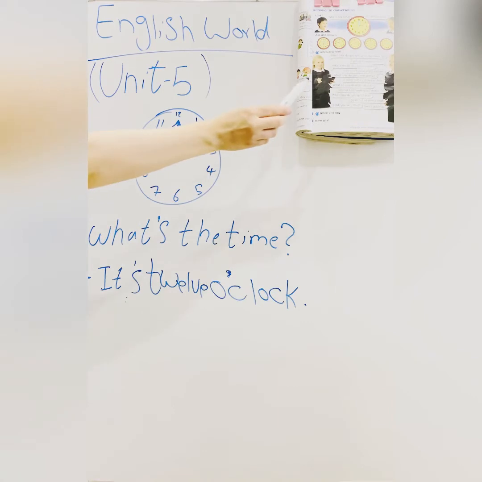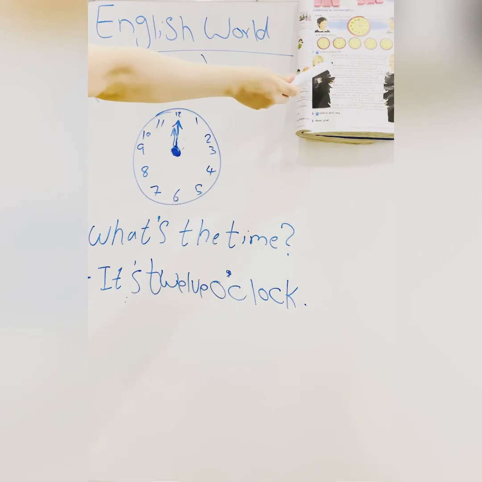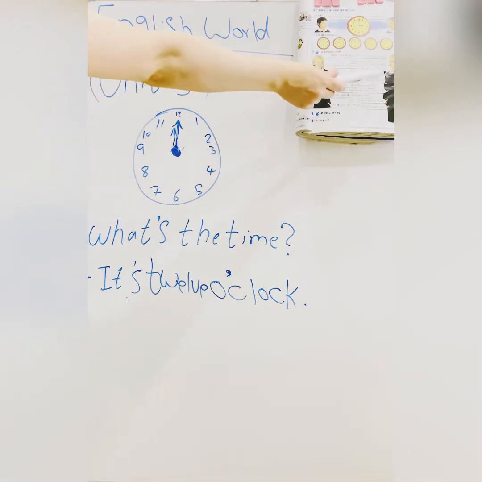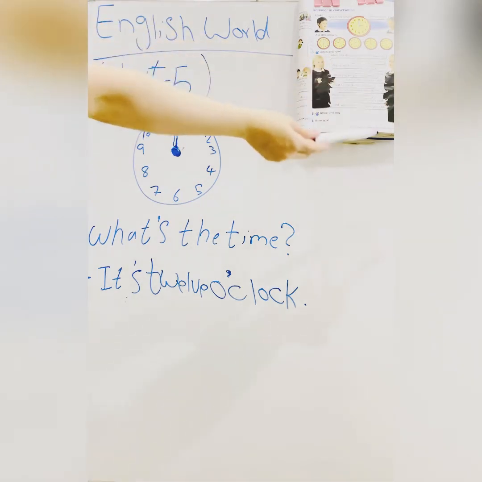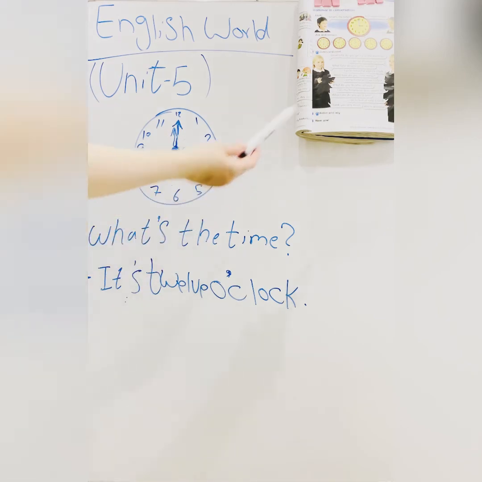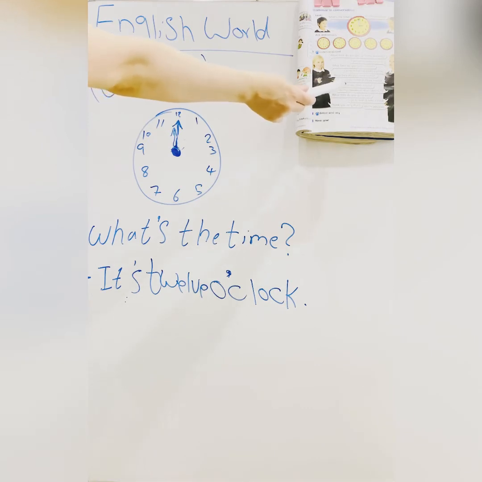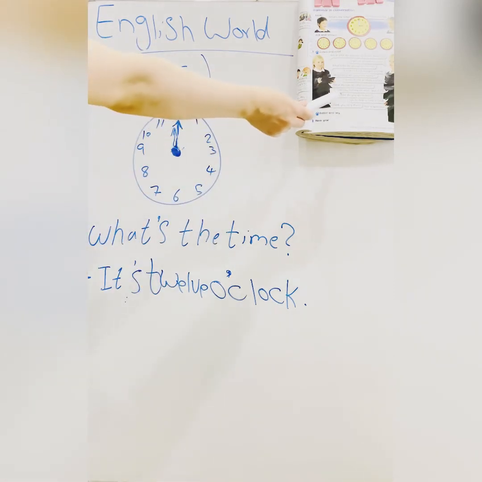Also, we have this conversation between the girl and the boy. The girl asks the boy, "What time do you go to school?" He answers, "I go to school at 8 o'clock." She asks him, "What time do you come home?" He says, "I come home at 3 o'clock." Or she asks him, "What do you do after school?" He answers, "I do my homework and I watch TV." And she says, "What time do you go to bed?" "I go to bed at 9 o'clock."